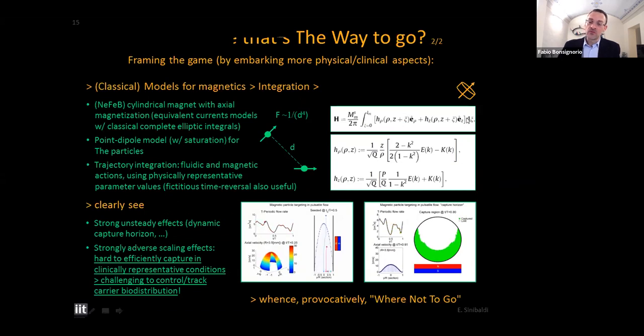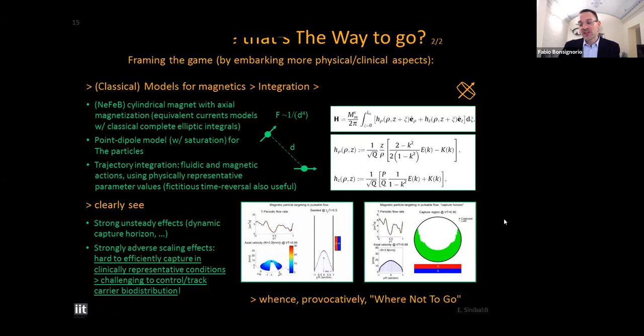Here you can see a model for an axial magnet with axial magnetization. Also, this can be written in analytical terms using some classical functions. Here they are called complete elliptic integrals. You can really retrieve them from any library. And we use the dipole model for the particles. So we could integrate the trajectory of the particles considering the dragging by the blood and the magnetic attraction caused by these external magnets.